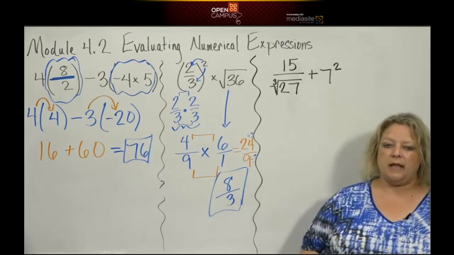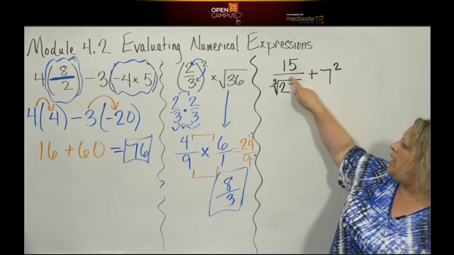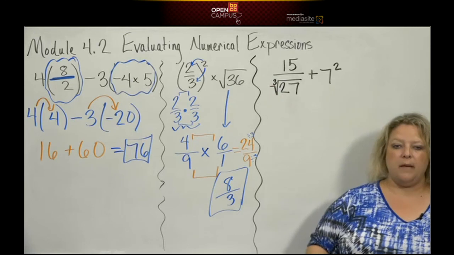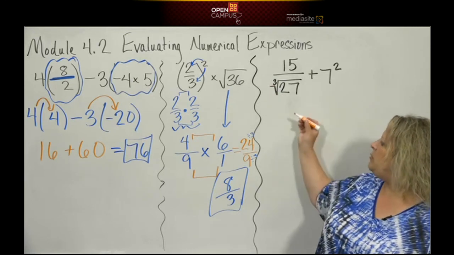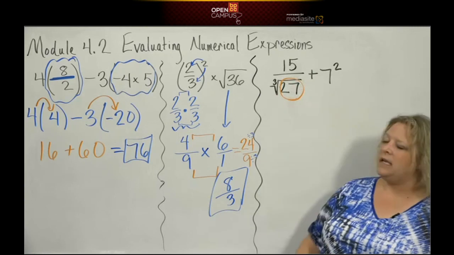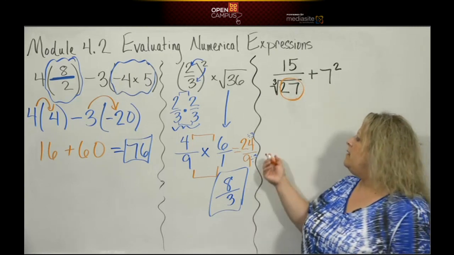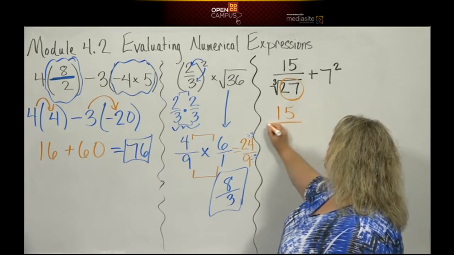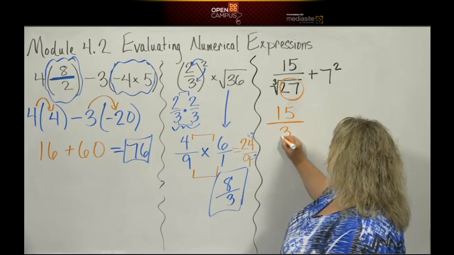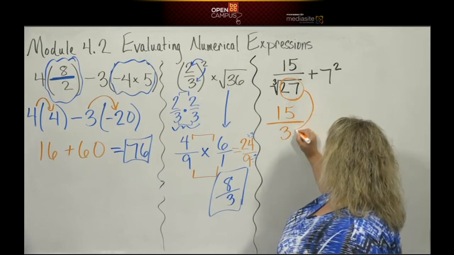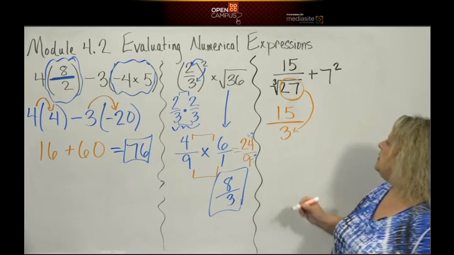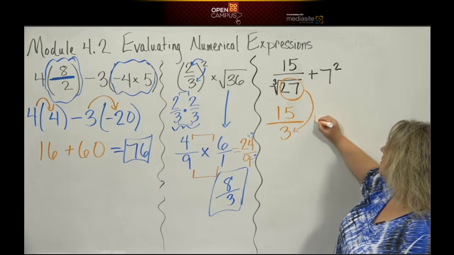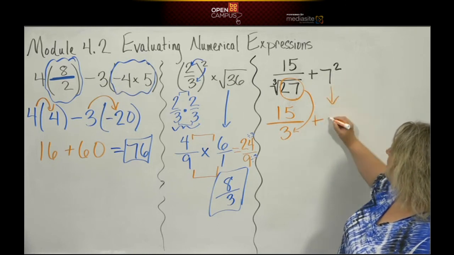Okay, now let's talk about the last one. This is 15 divided by, division sign, the cube root of 27. What does that mean? That means what multiplied by itself 3 times gives me 27. All right, that would be a 3. So I'm going to have 15. I didn't use the 15. I didn't use the division bar yet. 3. So the cube root of 27 is 3. Now, I'm going to bring down the rest of my problem, plus 7 to the second power. I haven't done that yet.